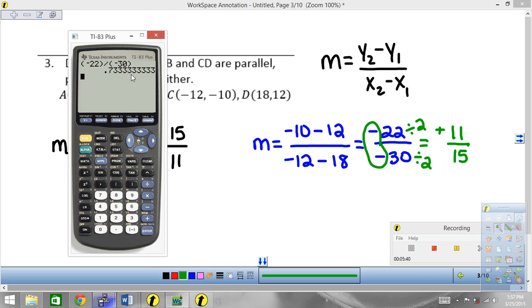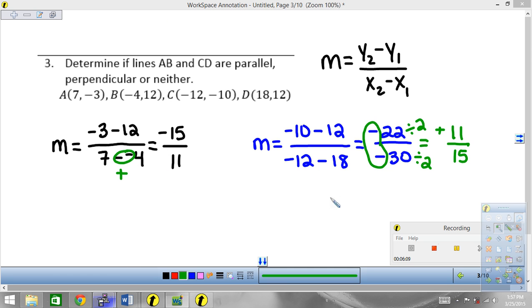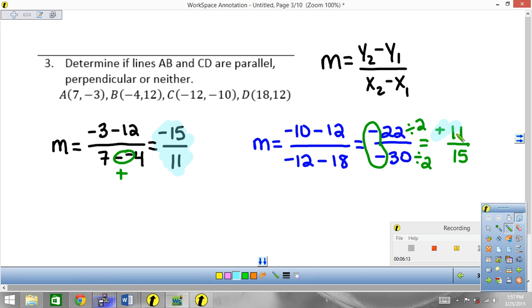It gives me a decimal when I put it in the calculator. If you'd like for your calculator to reduce this to a fraction, you can press the math button, enter, enter, and we get 11 over 15. Then we will compare these two slopes, negative 15 over 11 and 11 over 15. These two numbers are not exactly the same, so they are not parallel.